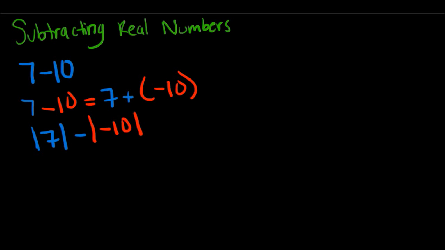Now, after we solve the absolute value, we get 7 minus 10. 7 minus 10 equals -3, and it's a negative because -10 had the greater absolute value.